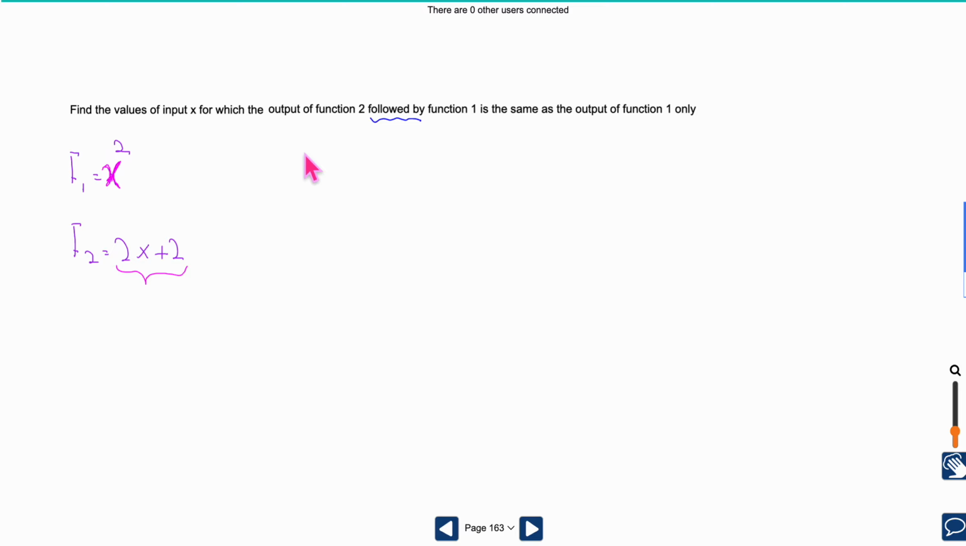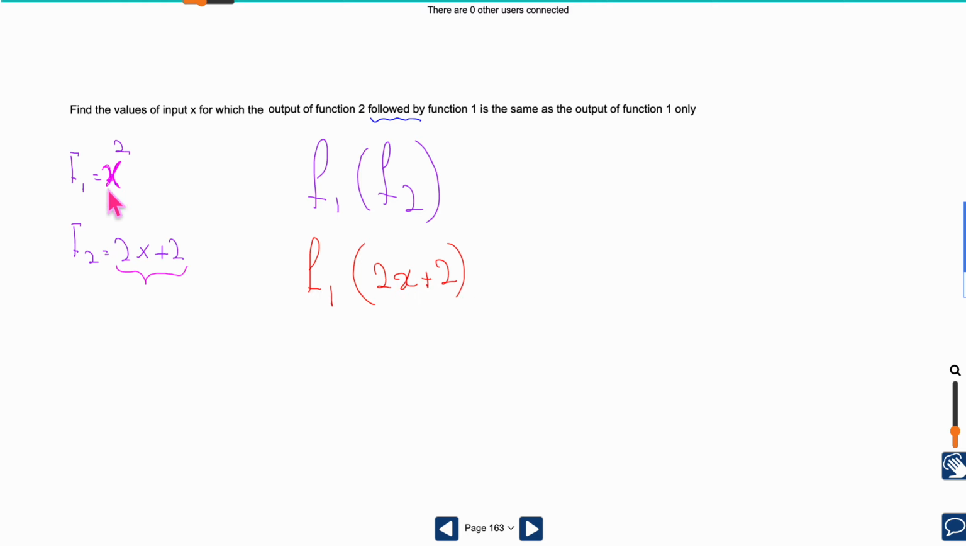I'm trying to write f1 of f2. Very well, let's see how we can create this composite function. I'm going to keep f1. Instead of f2, I'm going to replace what I actually have, it's 2x plus 2. I'm basically saying that instead of f of x, now I have f of 2x plus 2.